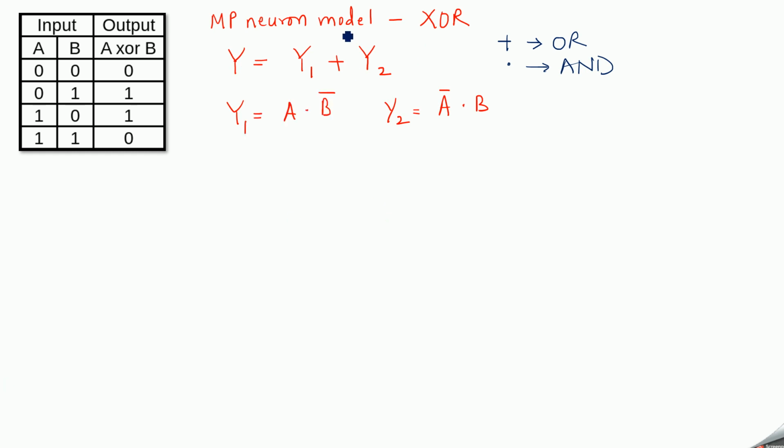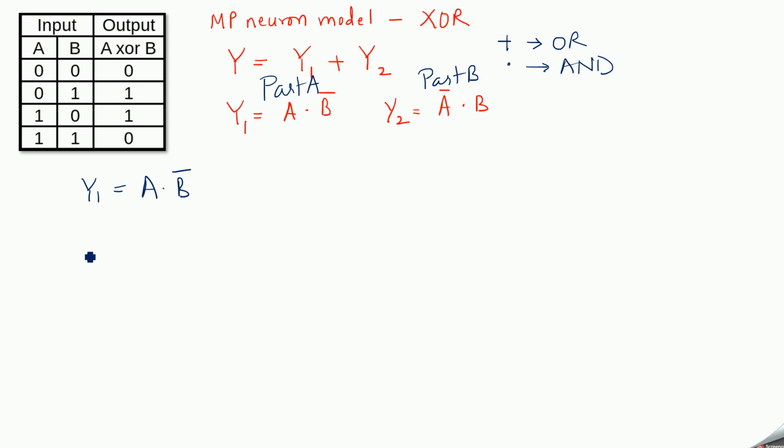So this we shall name as part A, and this we shall name as part B. We will have to solve each of these separately. So now let us prepare the truth table for each of these. In this case, we shall consider Y1 to be A dot B bar.